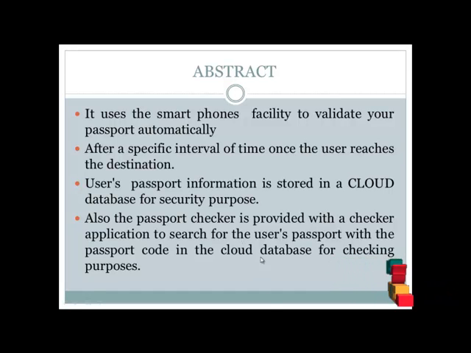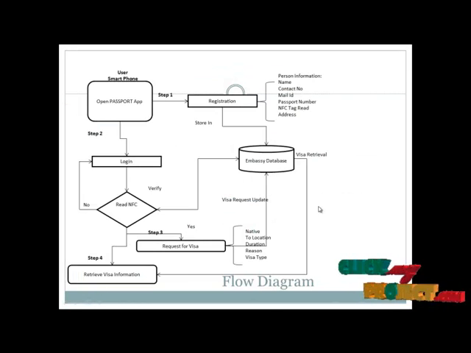The flow of the diagram. This is the flow diagram of the passport application. This is the open passport application, where the registration process will be completed. The registration process contains this information, with the security information added to the NFC tag reads. The information is stored in the embassy database.